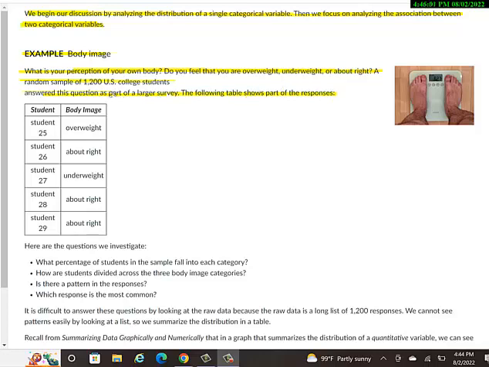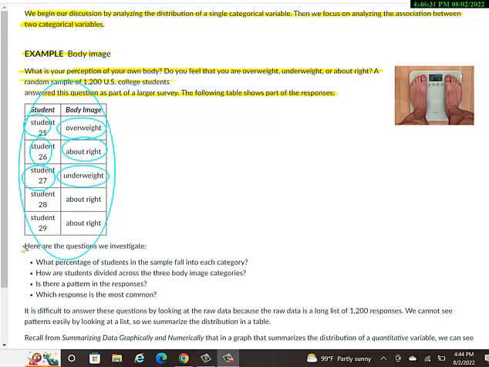So 1,200 people, that's a lot. They're just focusing on these five, it looks like, 5 people in this table here. The left-hand column talks about the student. They're just numbering them. They're not giving names. Student 25, student 26, student 27, etc. And then the right-hand column says which of those 3 categories the student feels like they fall under. So overweight for the first student, about right for the second, underweight, and so on.